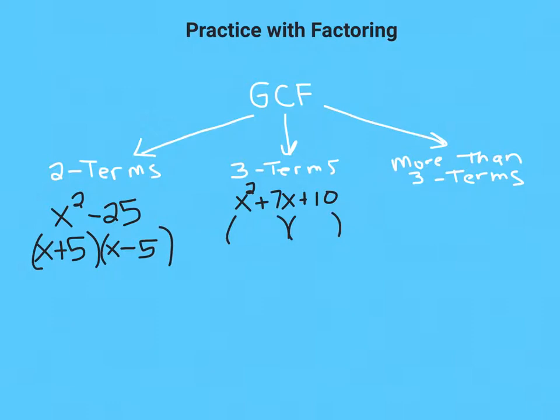And since this is an x squared, I'm going to put an x and an x in the first spot in each parenthesis, because x times x is x squared. If this was, let's say, x to the fourth, you would put an x squared in each spot. And then we're just going to come up with two numbers that add to our middle term and multiply to the last term. So positive 5 and positive 2.